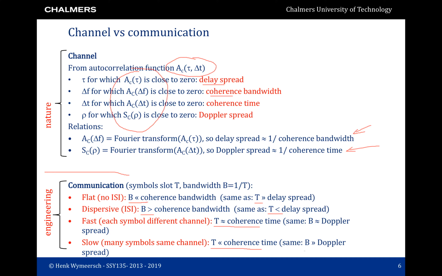This is equivalent to having a bandwidth much larger than the Doppler spread. In most communication systems, we want to have slow fading. This means that the channel is approximately constant for some time. As a consequence, because for slow fading we need a large bandwidth, this also means that we will typically operate in the dispersive regime. So most practical communication systems are wideband or dispersive and slow fading, so that the channel remains constant for some number of symbols.